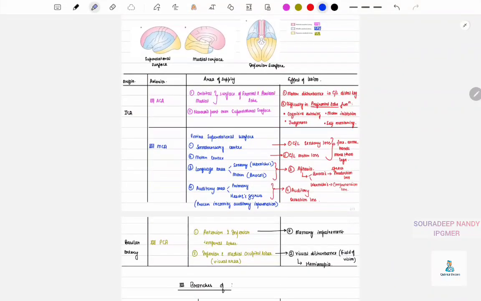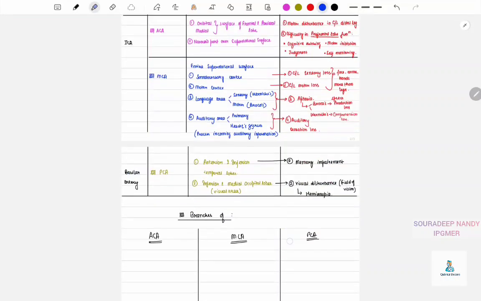Now coming to the posterior cerebral artery, the area that it supplies is the inferior and the anterior part of the temporal lobe and the inferior and medial occipital lobes, that is the visual area. So the temporal lobe is associated with the memory generation, so there will be memory impairment, and if the visual area is compromised, there will be visual disturbance and loss of field of vision, which is also called hemianopia. There will be half loss of vision.